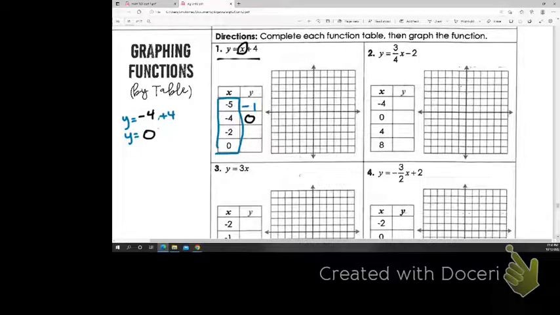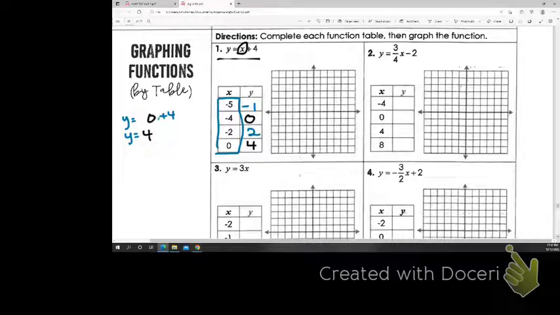I'm going to move on to my next x. That's also my next input. I'm putting it into the function. Notice when it goes in, it replaces the x. So then negative 2 plus 4 is positive 2. So when x is negative 2, y is 2. And then last, we're going to do 0. So 0 plus 4 is 4. So that is how we complete the table.